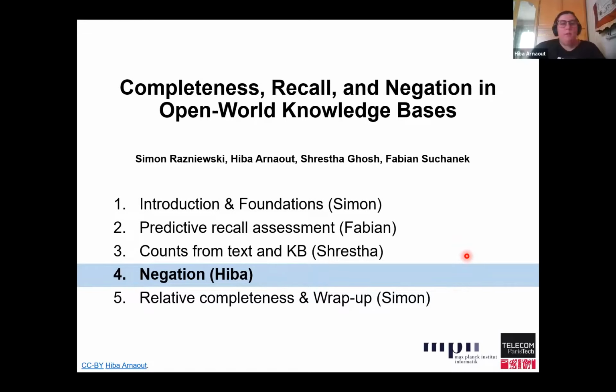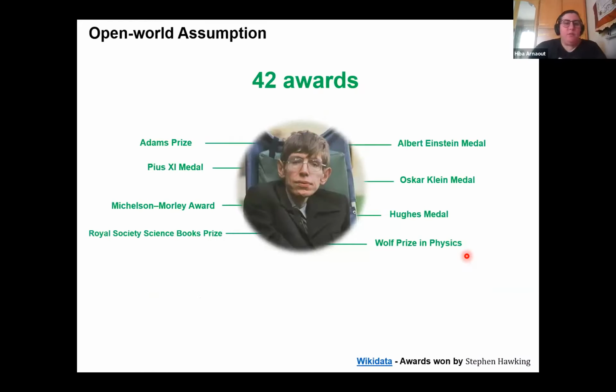Okay. So this is the part of the tutorial where we discuss negation and knowledge bases. My name is Hiba. So let's say we want to get awards that Stephen Hawking has won, and for that we're querying Wikidata. We would receive some awards that he has won, including the Albert Einstein Medal, the Wolf Prize in Physics, etc. A total of 42 awards. But what can we say about this one, the Nobel Prize in Physics? It's not one of these awards.